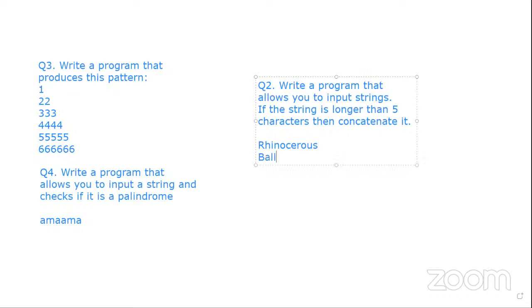Let's have another one, ball, not longer than 5 characters, so it won't be concatenated. Let's have another one, spaceship, okay? Spaceship is longer than 5 characters, so it will be concatenated. So the end result would be rhinoceros spaceship, like so. And remember, rhinoceros, longer than 5 characters, part of the concatenation. Ball, 4 characters, not longer than 5, so it's not part of the concatenation. Spaceship, longer than 5 characters, part of the concatenation.